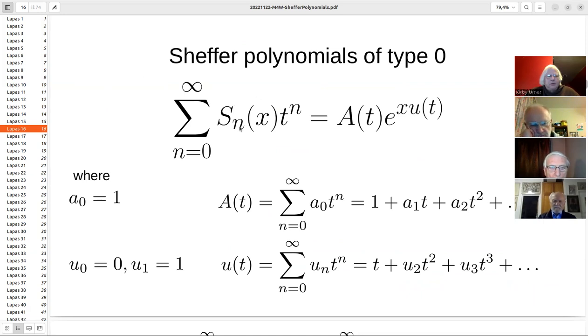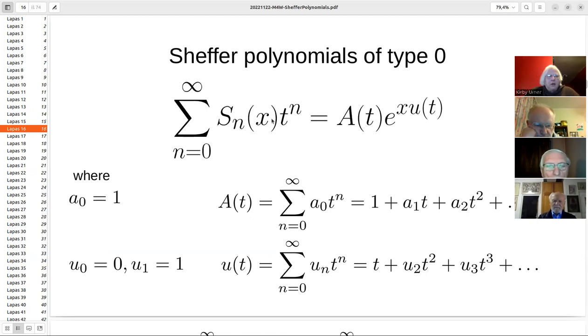So the first polynomial S0 of x will be just a number like 1. Actually, we tried it. But the next one, S1 of x, will be a polynomial of degree 1. That'd be like x plus 3, for example. And then S sub 2 of x could be something like x squared minus 4x plus 7, depending. But it'll be a polynomial of degree 2. Now, in the case of Sheffer polynomials, you add these t, so it'd be t naught, t squared, t cubed.